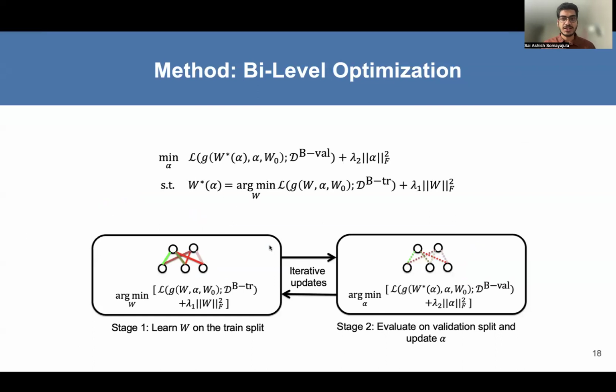Clubbing the two stages together, we have the following bi-level optimization framework. As depicted in the diagram, the optimization is performed iteratively by computing the gradients of the loss function at each stage.